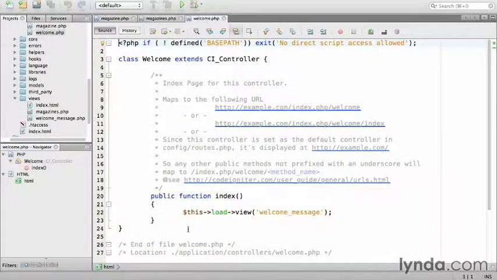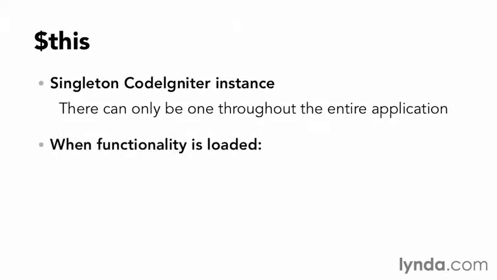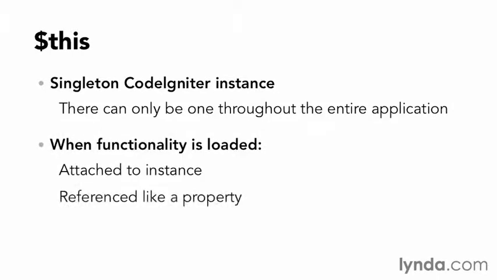What is this? This has a special meaning in CodeIgniter. It's a singleton CodeIgniter instance, which means there can only be one copy of it throughout the entire application, which prevents duplicates and overhead. When various functionality is loaded, it's attached to the instance in such a way that it can be referenced like a property of the instance. I'll demonstrate how this works in just a moment.